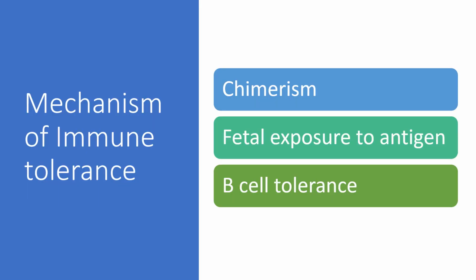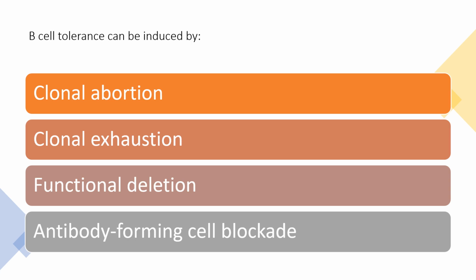The mechanisms of immune tolerance are the following: chimerism, fetal exposure to antigen, and B-cell tolerance. B-cell tolerance can be induced by 1. Clonal abortion, 2. Clonal exhaustion, 3. Functional deletion, and 4. Antibody-forming cell blockage.